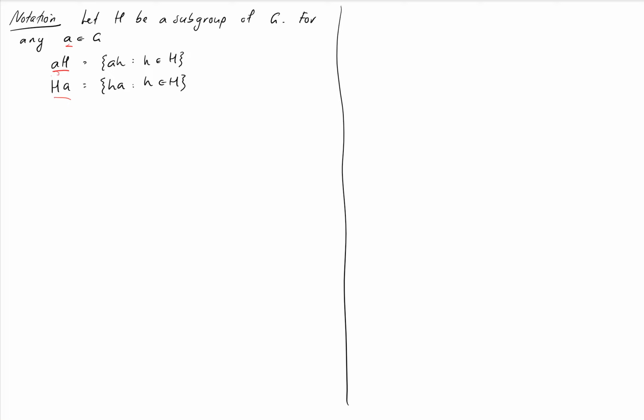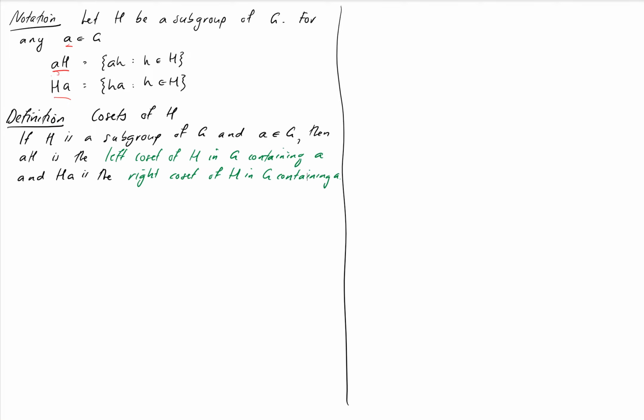Okay, so that lets us define these cosets as follows. These sets aH and Ha have special names. aH is called the left coset of H in G containing a. So notice it's a coset of H. It's a set that's related to H, so maybe think of it as a set corresponding to H if you like. So aH is the left coset of H in G containing a because it's multiplied by a on the left. And Ha is the right coset of H in G, also containing a.